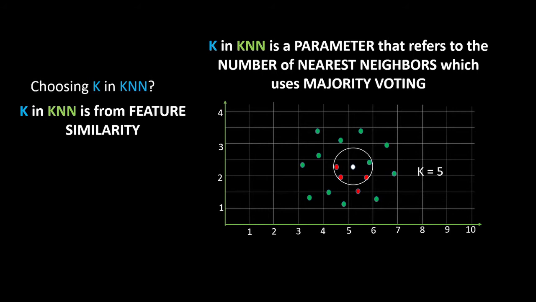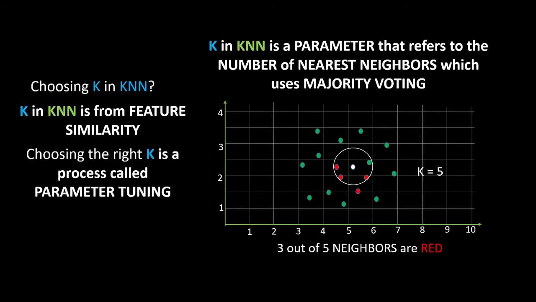Okay, what you could really see is, based on this majority voting, that 3 out of 5 neighbors are red. So therefore, our point must be red. Okay, so that's how we predict it. Now, when choosing the right k, this process is called parameter tuning. And we'll look at this a little bit more. This process actually leads to better accuracy. So this is a little bit important here.